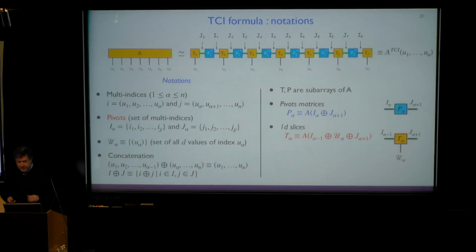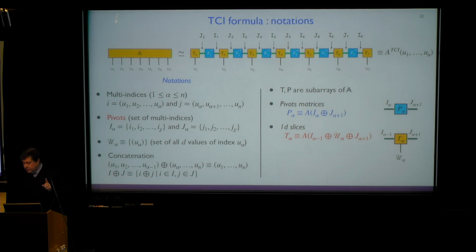The worst part in this is to find notations, because there are many indices of different types. So the tensor is written as a product of T tensors, the orange tensors here, and the blue tensors. The blue tensors are just pivot matrices. In these notations, pivots will now be multi-indices of length alpha from the left and n minus alpha from the right, and the set of pivots will be a set of multi-indices. And I called curl U the set of the original values of all the indices. Then with these notations, these P matrices are pivot matrices. They are just the evaluation of the function on the pivots.